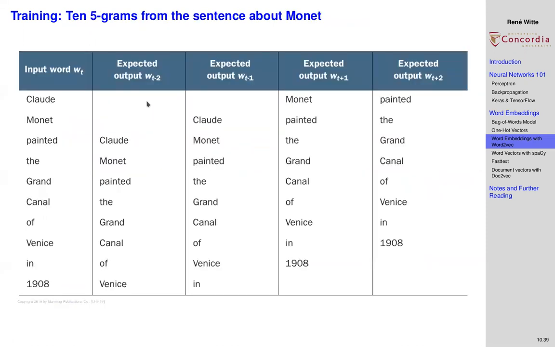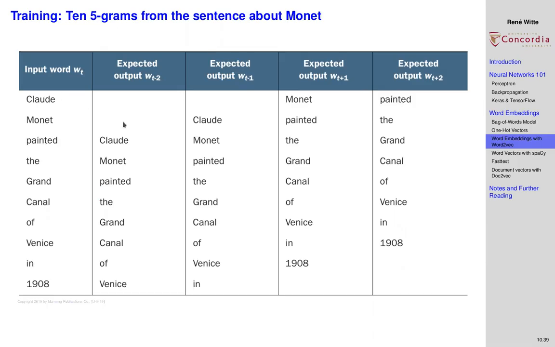So let's look at the complete sentence. This is our training sentence, the same one as before. And now we can create a whole series of training data for it. Because here Claude is the first word, we don't have any words before, so these ones are empty. But we can predict the 2 words after. Monet follows after Claude and painted.